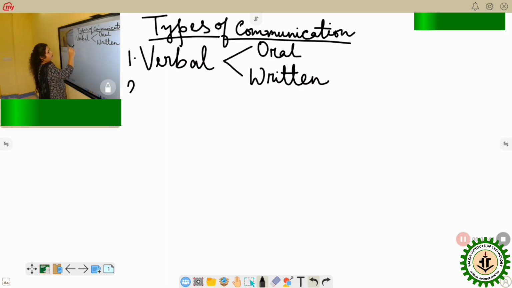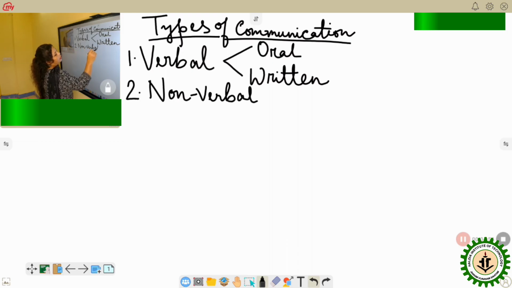Next, moving on, number two is non-verbal communication. Non-verbal communication doesn't require words. What nonverbal communication focuses on is the usage of your gestures, body language, posture, the way in which you are seeing, the way in which you are keeping your hands, the way in which you are sitting, standing, even entering a room.